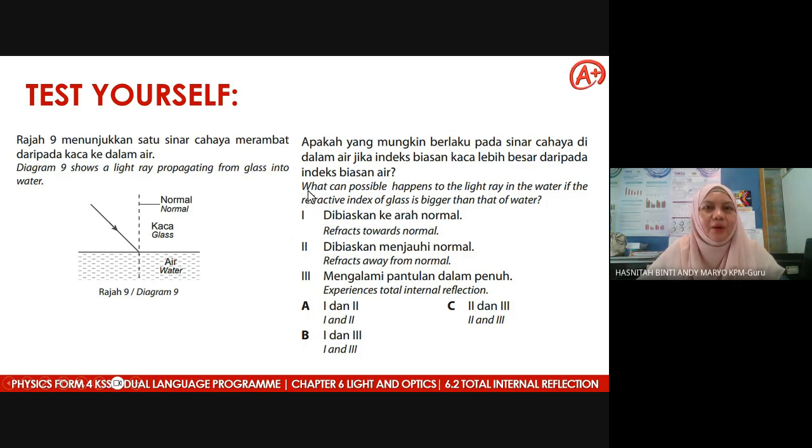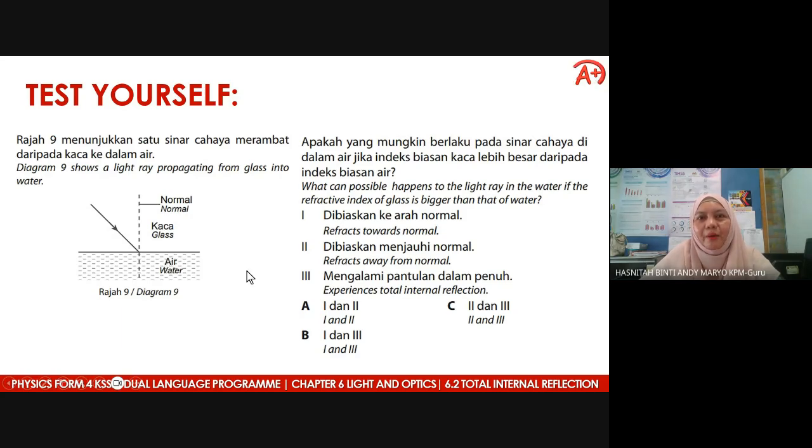The question is, what can possibly happen to the light ray in the water if the refractive index of the glass is bigger than that of the water? So this is the very important clue. It tells you the refractive index of glass is bigger than that of water, which means glass is the higher optical density medium, whereas water is the low optical density medium. So now our light is travelling from a higher optical density medium to a lower optical density medium.